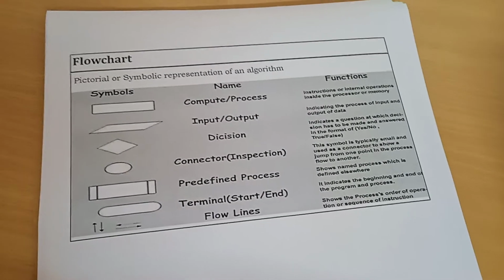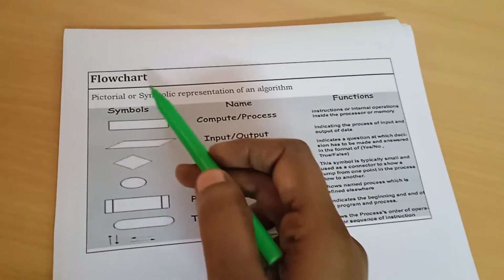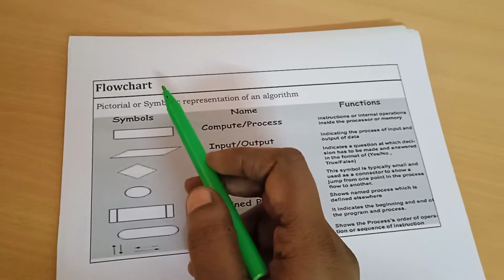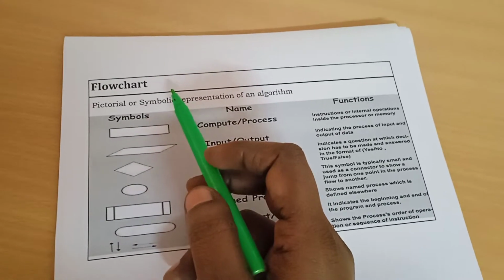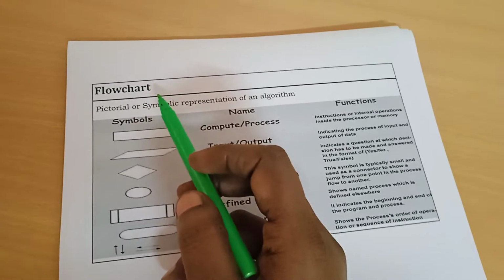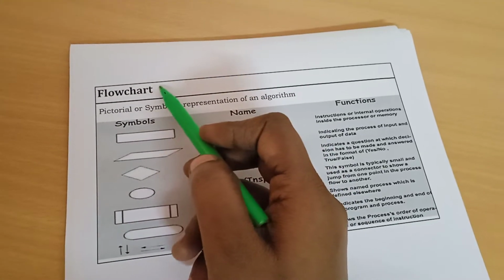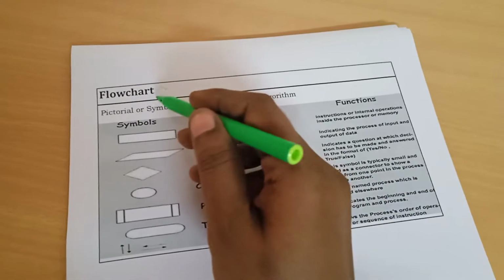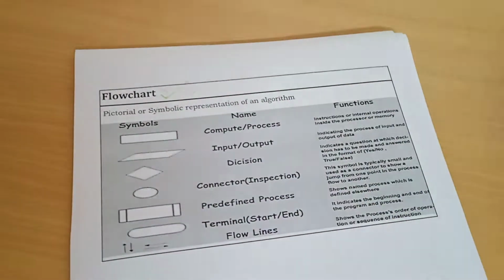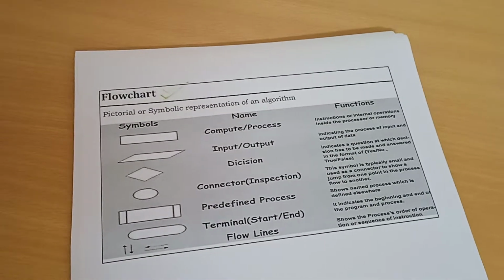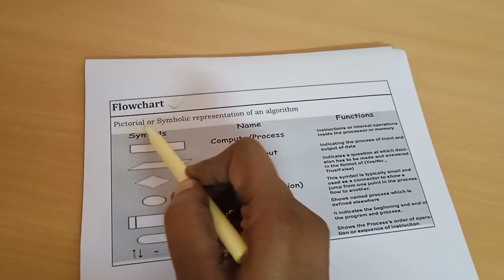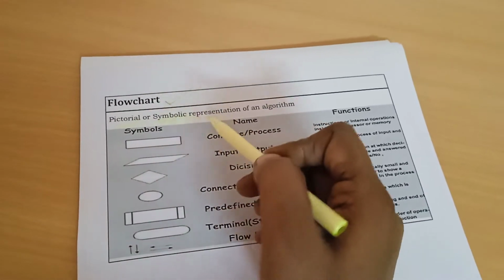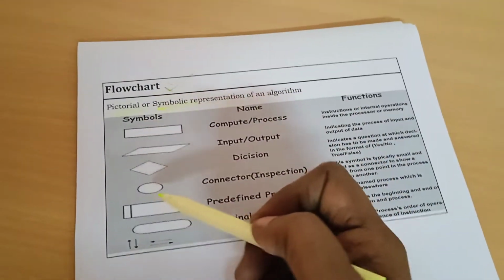This video is about flowchart. Prior to this, we discussed what an algorithm is and its characteristics. So this video is mainly to know and learn about flowchart. So what is flowchart? Flowchart is a pictorial representation or symbolic representation of an algorithm.